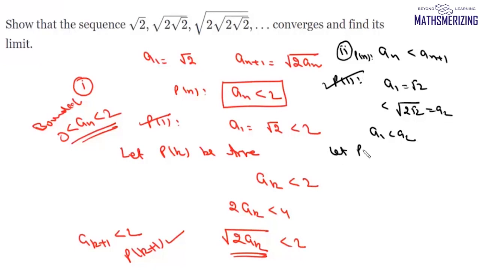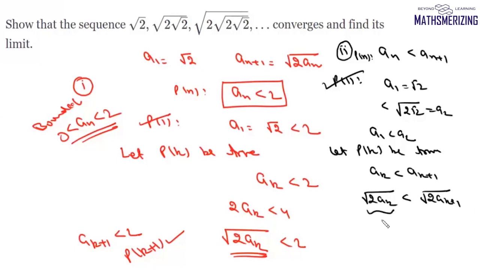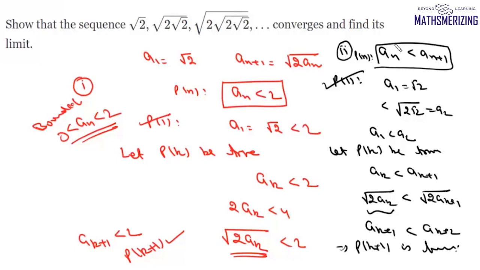Now for the second part, we let P(k) be true. So if P(k) is true, then a(k) will be less than a(k+1). Now we'll multiply it with 2 and take the square root. So we'll write root 2a(k) will be less than root 2a(k+1). Now this is nothing but a(k+1) and this is a(k+2). So from here we can say P(k+1) is true.